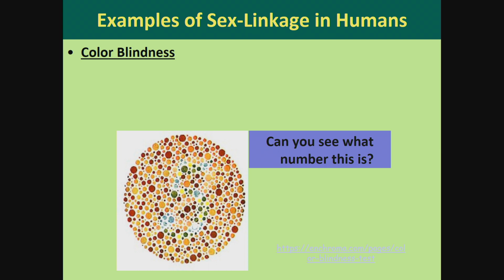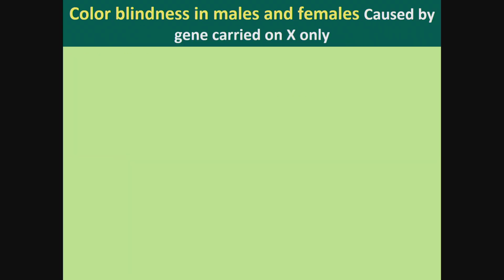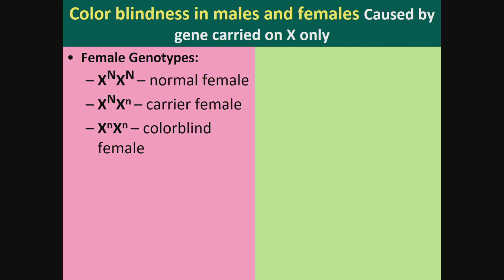Examples of sex linkage in humans include color blindness. This is where genes for the visual pigments responsible for perception of red and green are found on the X chromosome. Because males only have one X chromosome, they are more likely to inherit the trait. Females have to have both alleles to code for the trait.